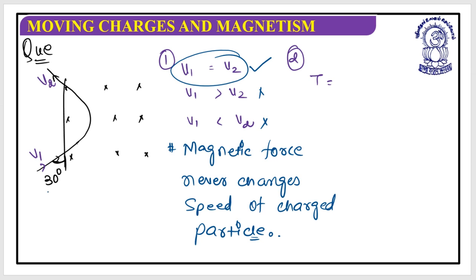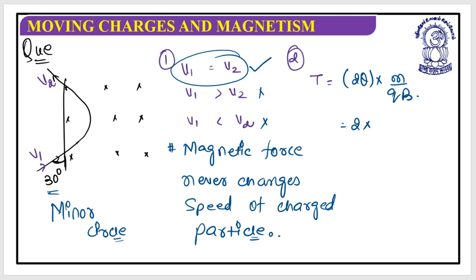Now the time period. As we know, this is the minor circle, so the time period could be calculated as 2 theta multiplied by m by qB, which equals 2 multiplied by 30 degrees multiplied by m by qB, which is 60 degrees, or pi by 3, multiplied by m divided by qB. That's it, you did it, great job.